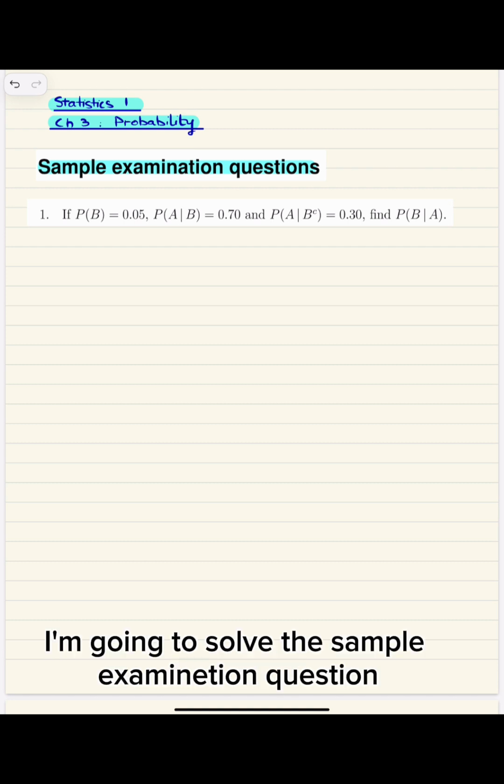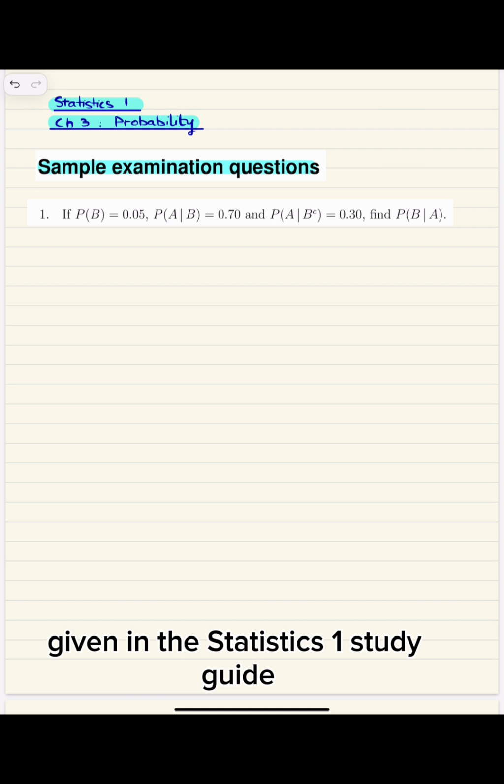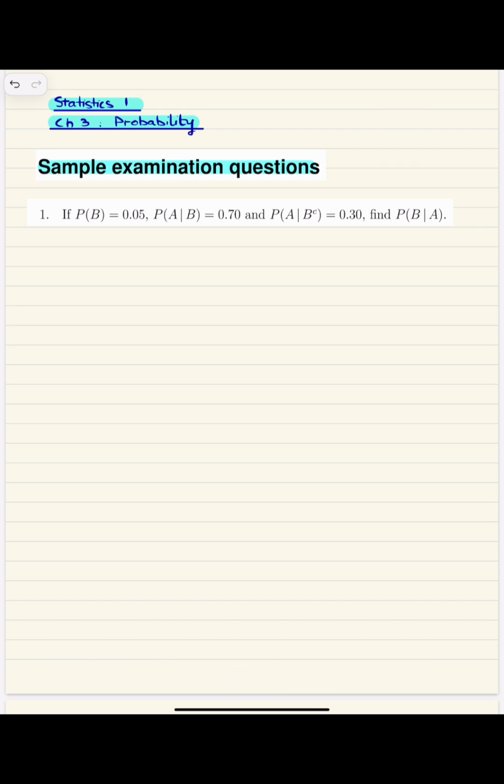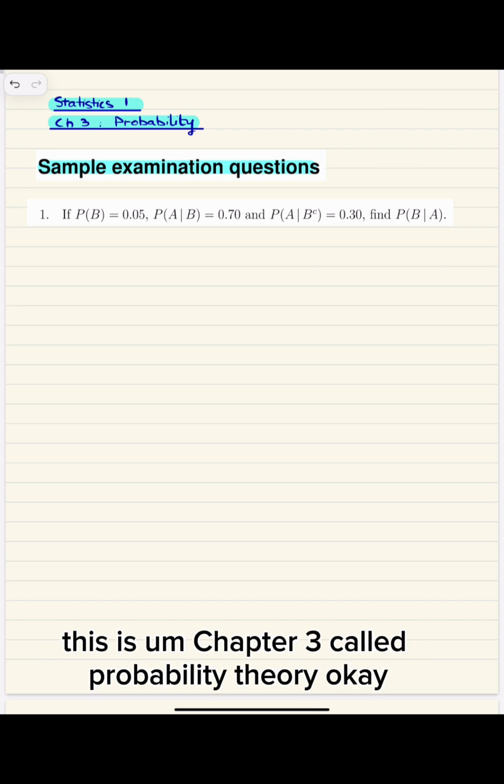Today I'm going to solve the sample examination questions given in the Statistics 1 study guide given by University of London for their EMFSS programs. This is chapter 3 called Probability Theory.